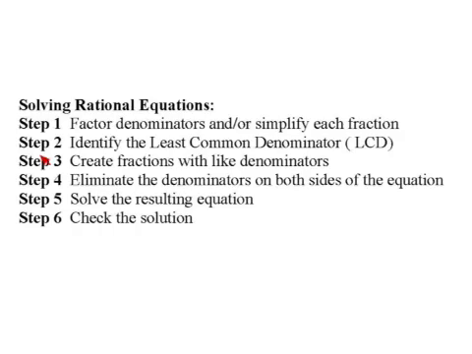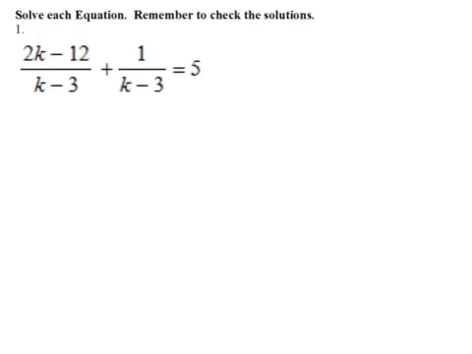The next step is to identify the least common denominator. In this case, our least common denominator is equal to k minus 3. Again, this is because we have a k minus 3 in our first denominator, a k minus 3 in our second denominator, and when we have an integer or a non-fraction expression, it can be written as a fraction expression over 1. Based on these three denominators, our least common denominator is k minus 3.